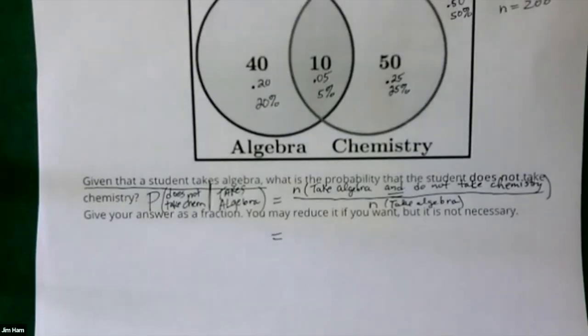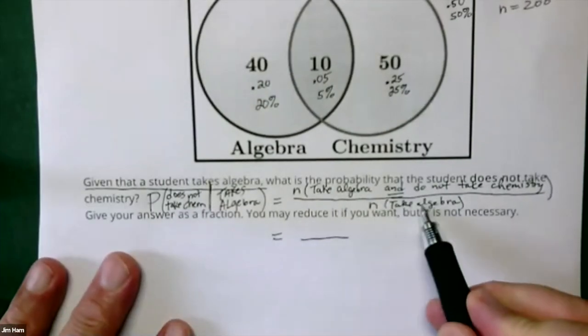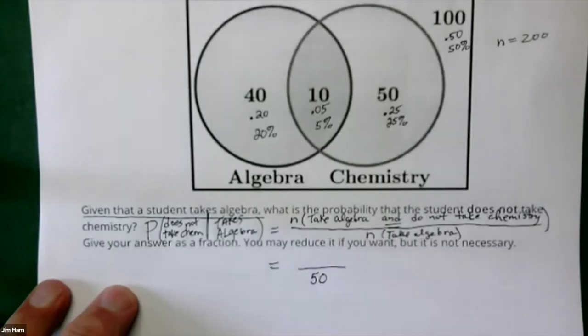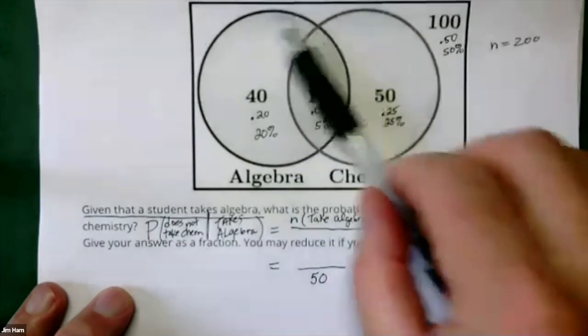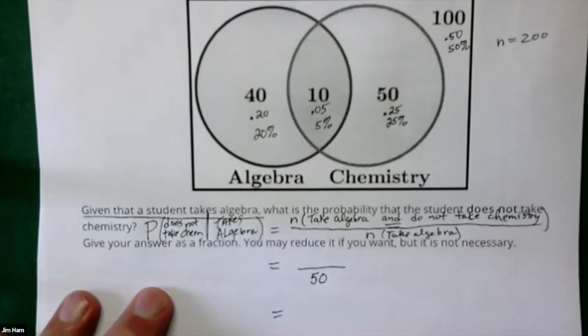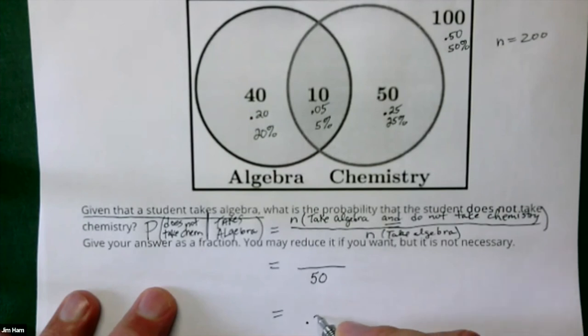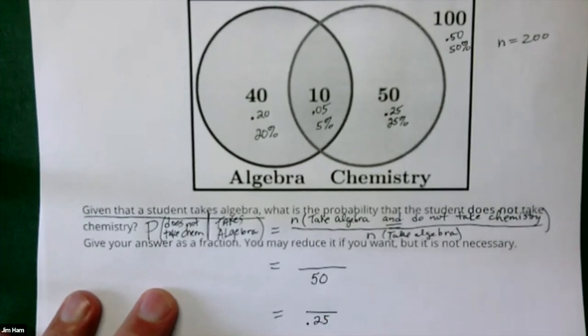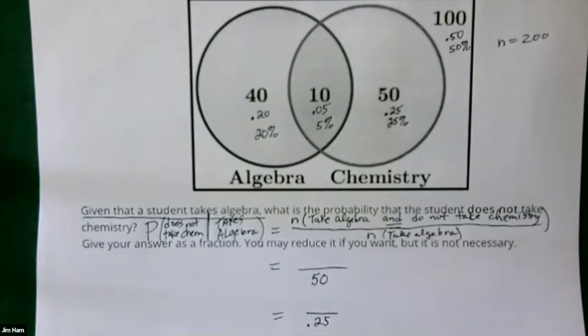Let's work on the easier number first. What's the bottom number of this fraction? The number that take algebra, okay? 50, here's the algebra circle. Actually, maybe I'll do this in three different ways. If I do it with decimals, I have 0.25. And if I do it with percents, I have 25%. So just using the different versions. And you'll see that in every single case, it'll come out to the same probability.